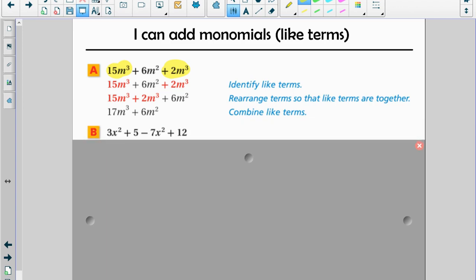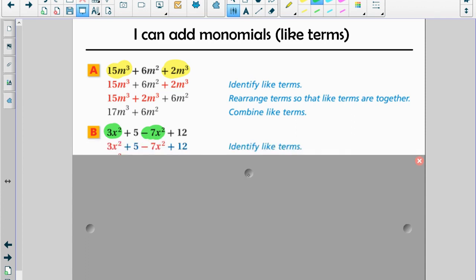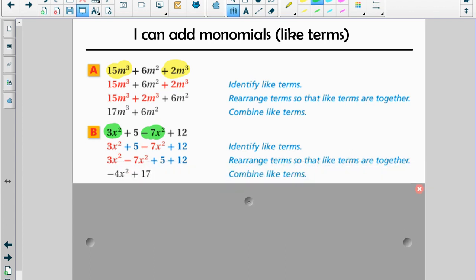In example B, we take a look at that and look to see if there are any like terms. I see that I have 3x squared. Are there any other x squareds in this problem? Absolutely. It's minus 7x squared. So we could combine those. 3 minus 7 is negative 4.